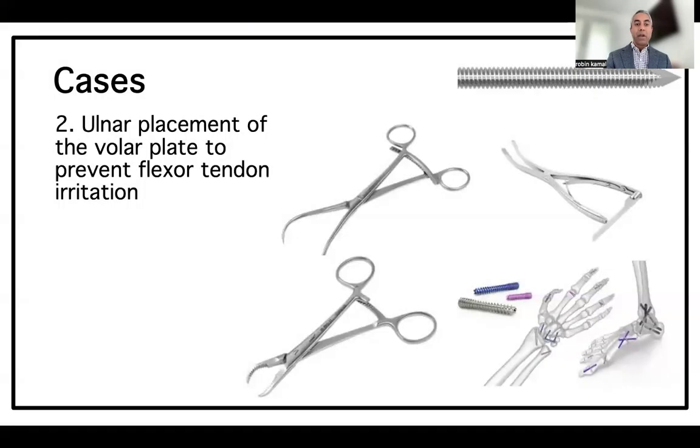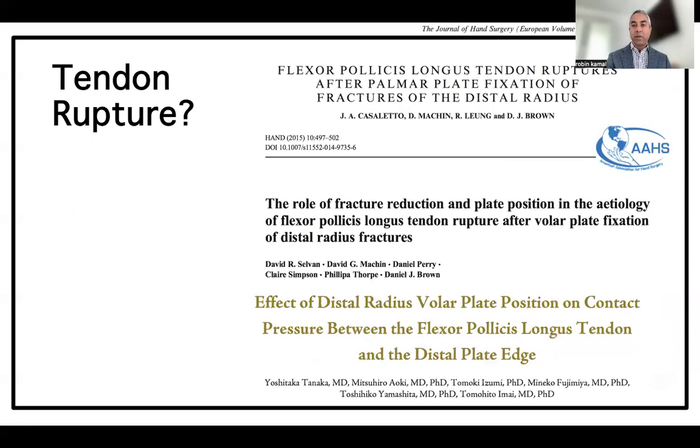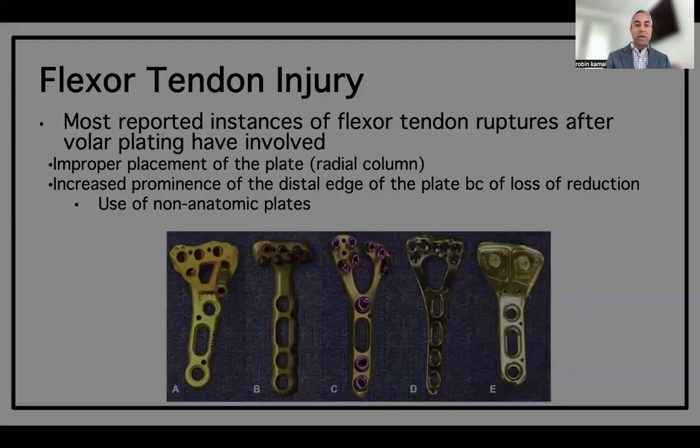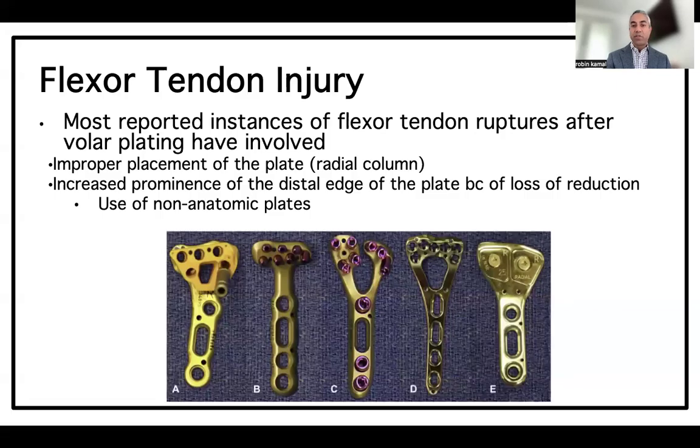You want to place the plate ulnarly to prevent flexor tendon irritation. There's been a lot of debate in the literature as to risks of tendon irritation and rupture, with evidence both for and against where you're placing your plate. And in general, the conclusions have been that flexor tendon ruptures occur when you have either improper placement of the plate, so typically you're placing it too radial, or you have improper reduction or loss of reduction and extension of the distal radius, which has also been recently shown by Hausman in the journal Hand Surgery.